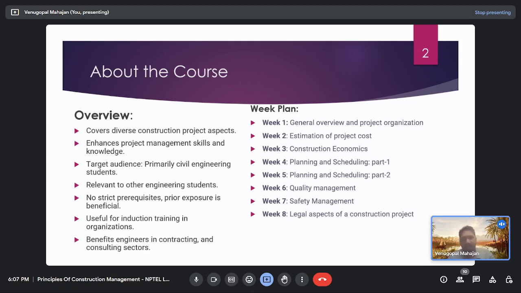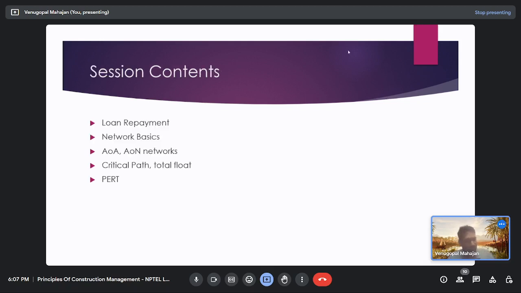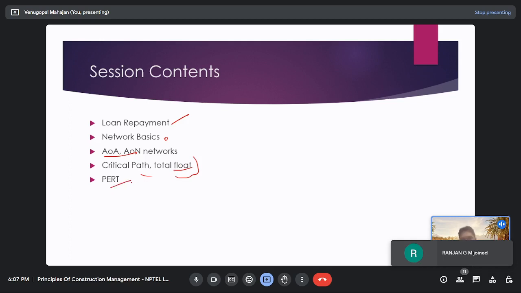Let's come to the contents of this session. There is one topic remaining from construction economics, loan repayment. Then we will go into network basics, AOA, AON networks, critical path and total float. We will be limiting ourselves to total float. If you want to go into detail, just ask for the link. I will share that with you. And then we will see the overview of PERT.